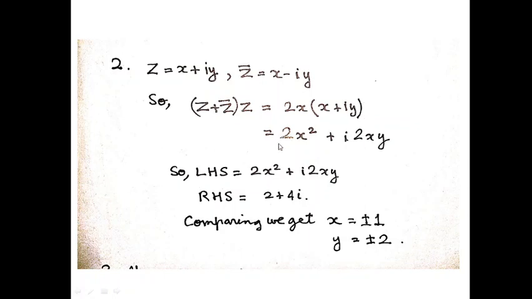On computing this, we get 2x² + i·2xy, so LHS equals 2x² + i·2xy, RHS equals 2 + 4i. Comparing both the LHS and RHS, for the real part, we get x equals plus or minus 1. When x equals 1, y equals 2, and when x equals -1, y equals -2.